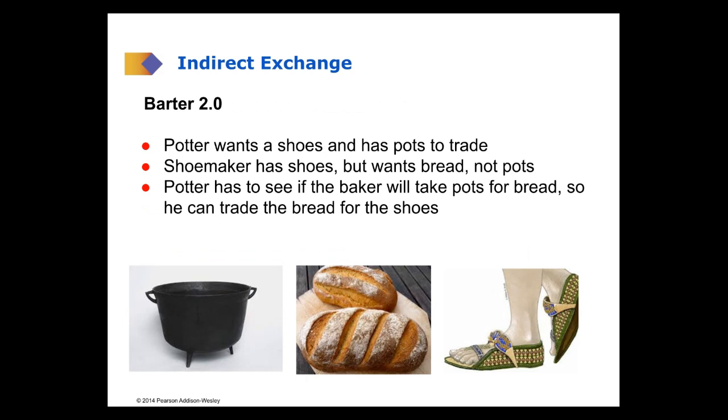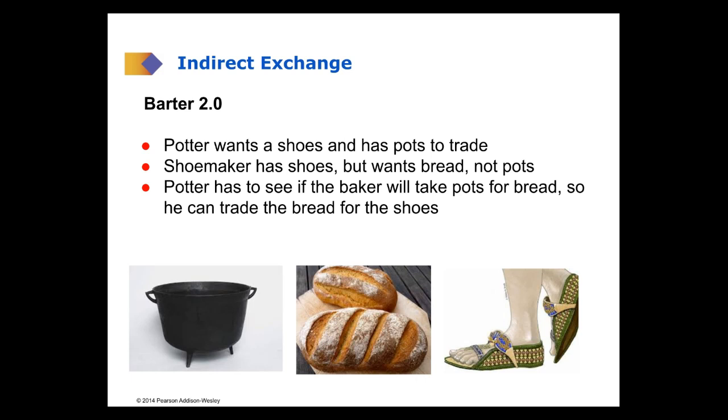which is indirect exchange. In this case, we have three people. A potter might want shoes, and he has pots to trade. The shoemaker has the shoes the potter wants, but does not want pots. He might want bread instead. So the potter has to be involved in indirect trade. He will trade the pots to the baker for bread, and then he'll trade the bread that he got from the baker to the person who makes shoes. And so this way, everybody can be happy.